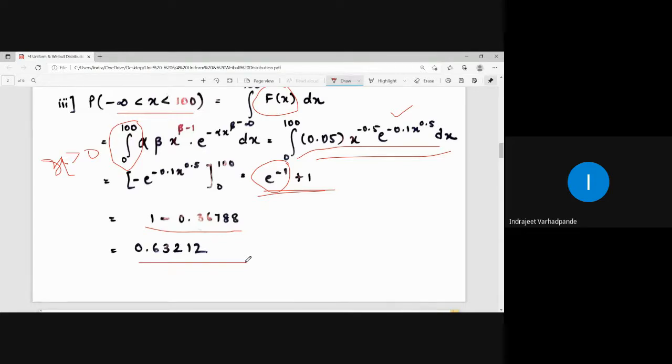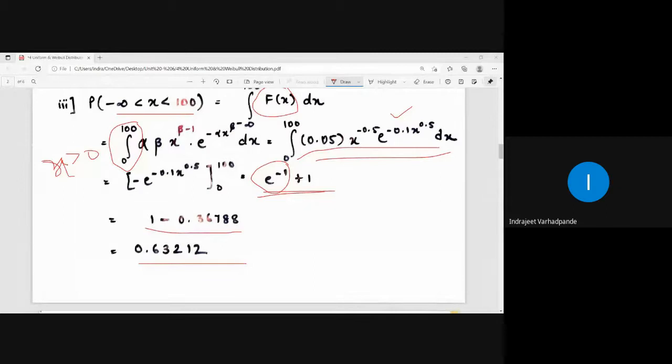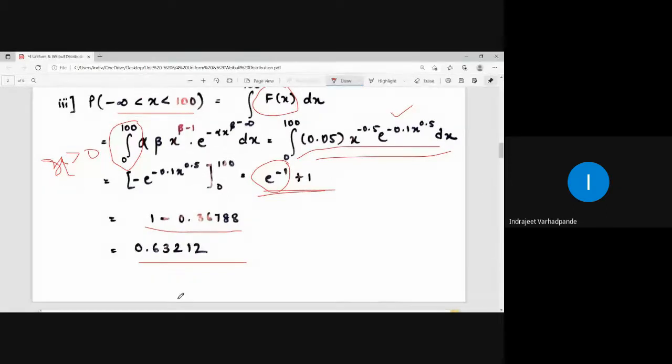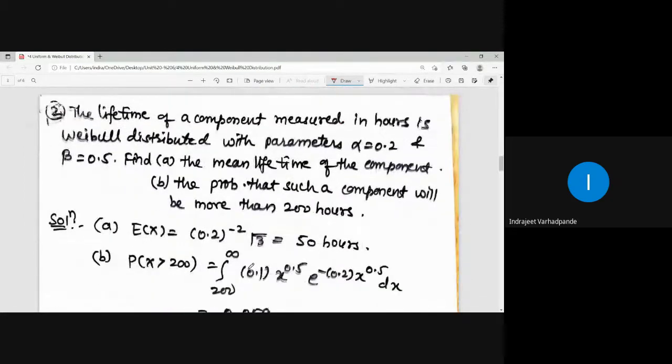So not more than 100 hours means upper bound is 100, lower limit is minus infinity. But वो भी कहां से होगा, जीरो से होगा, क्योंकि ये जो फंक्शन है ये किसके लिए defined है, zero onward, x greater than zero, उसके लिए we will be integrating it between 0 to 100. So this was one of the standard examples related to the Weibull distribution.